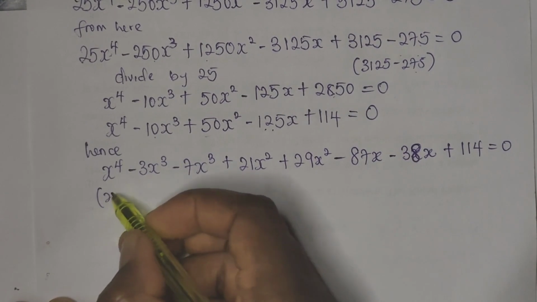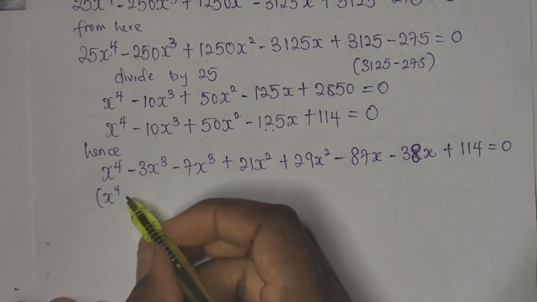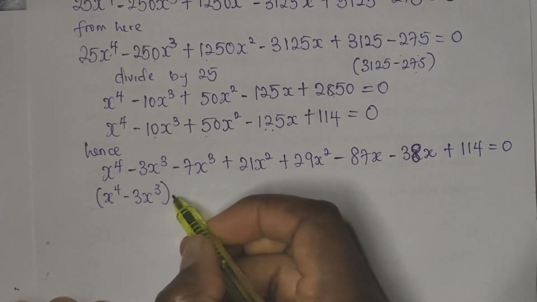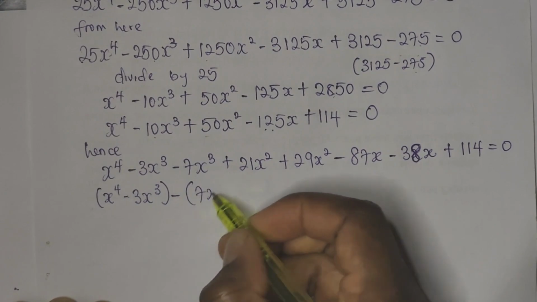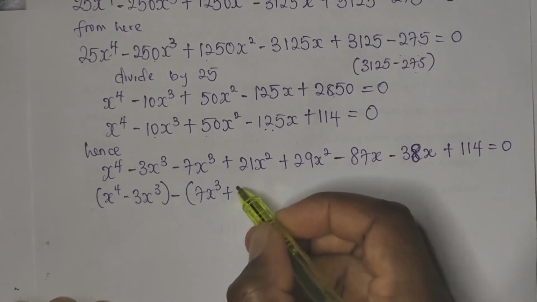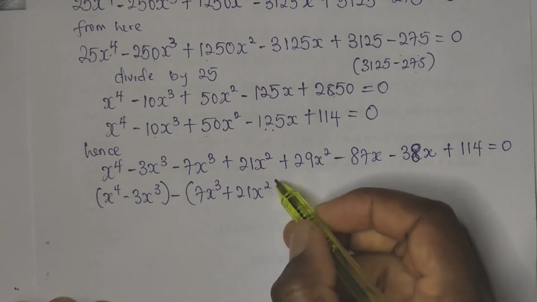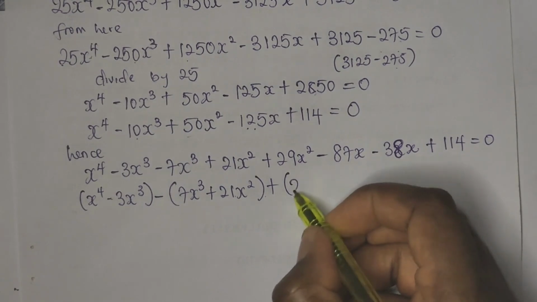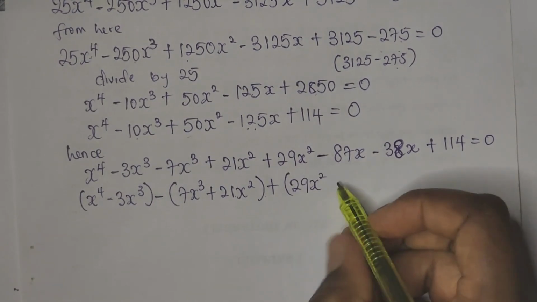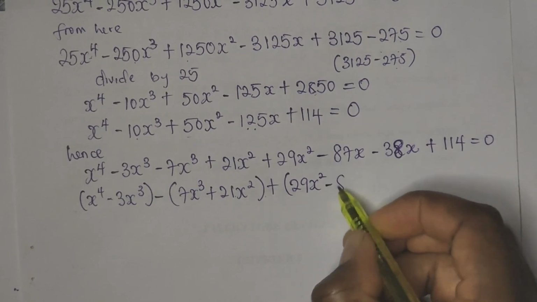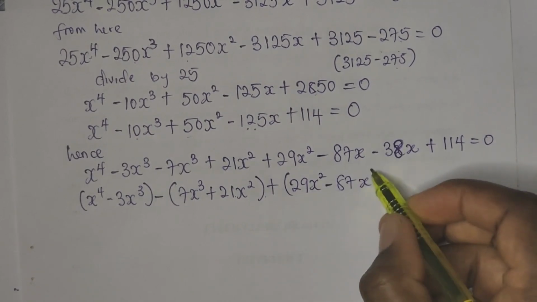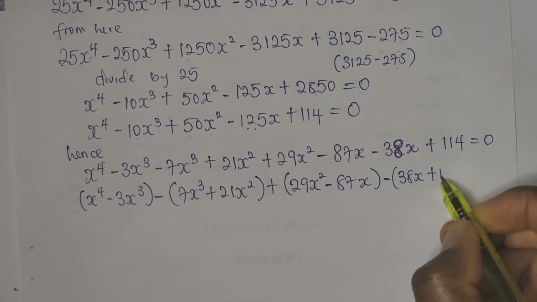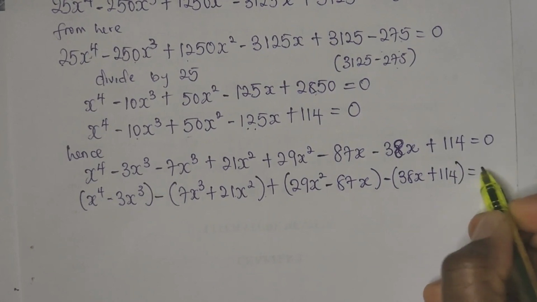So let's have x to the power of 4 minus 3x to the power of 3 minus 7x to the power of 3 plus 21x squared plus 29x squared minus 87x minus 38x plus 114 equal to 0.